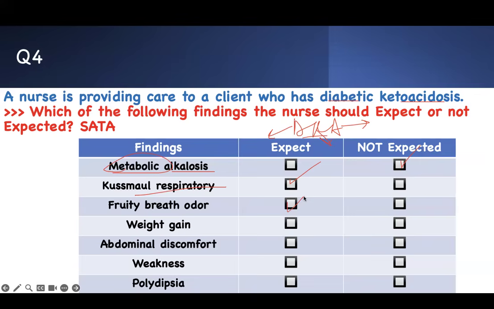If I have DKA, I have what? Loss of fluid, dehydration. That's the number one thing you use to treat them when they present in the emergency room. Therefore, do you think they're going to gain weight or lose weight? No weight gain. Abdominal discomfort is associated with the dehydration. So if you don't know, this is what it's going to be. If I'm dehydrated, I'm going to get weak. And if I'm dehydrated, I will try to drink more.